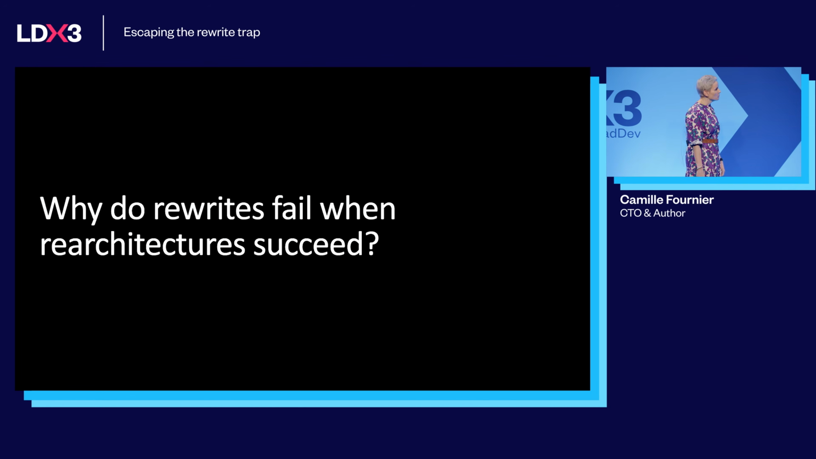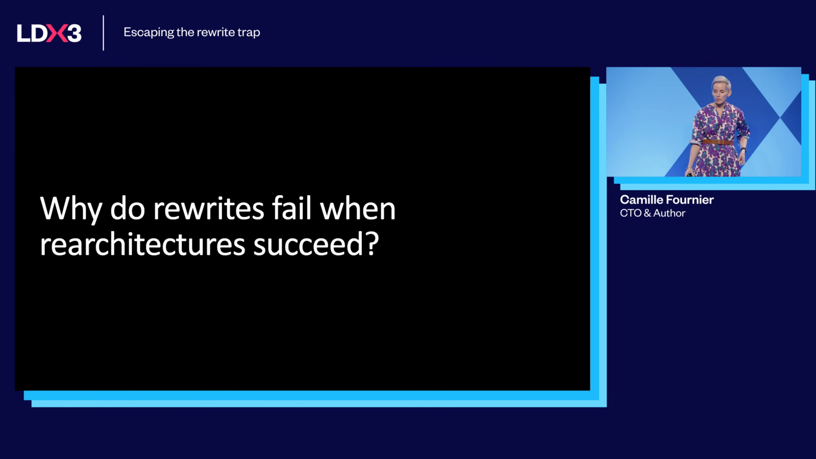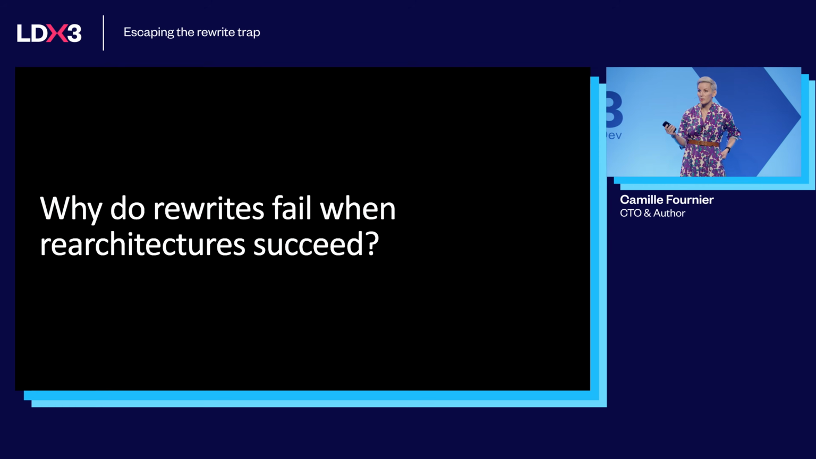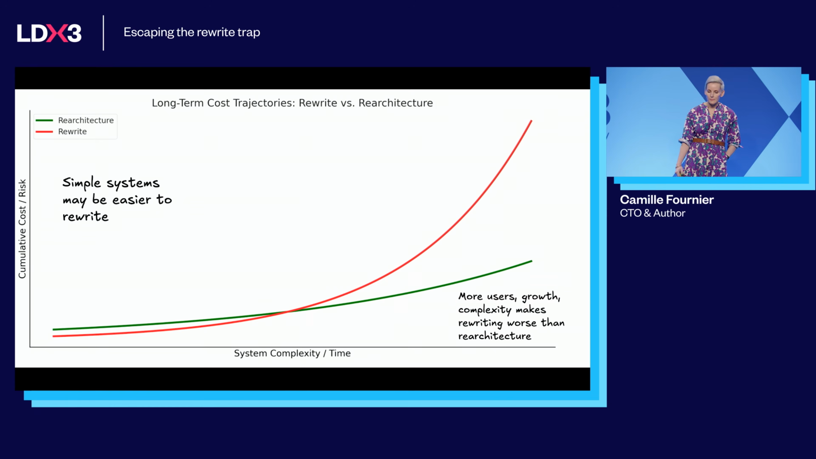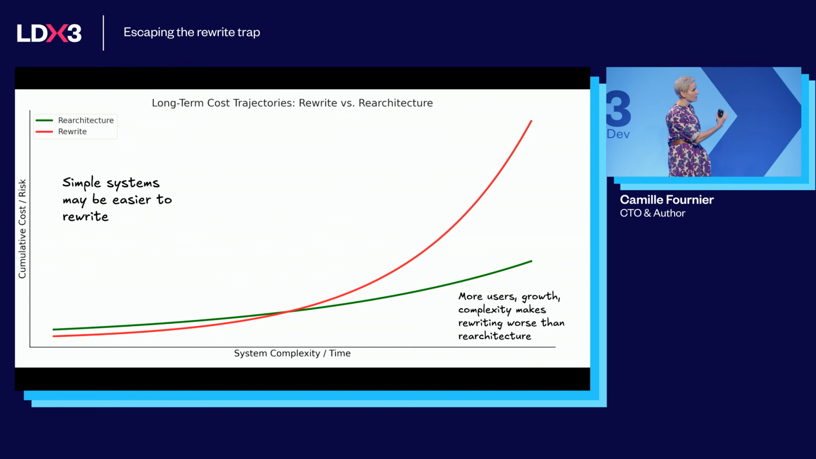All right, so why do rewrites fail when re-architectures succeed? Let's start with this basic question. Complexity is our first area of concern. Okay, you like my fake graph. I love to make fake graphs for talks occasionally.